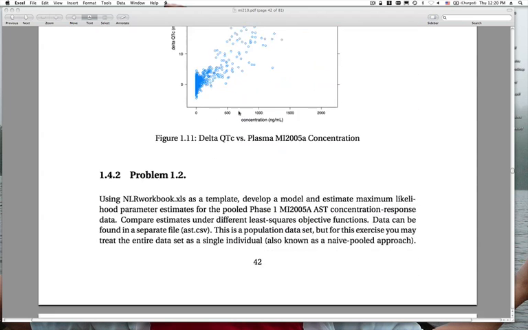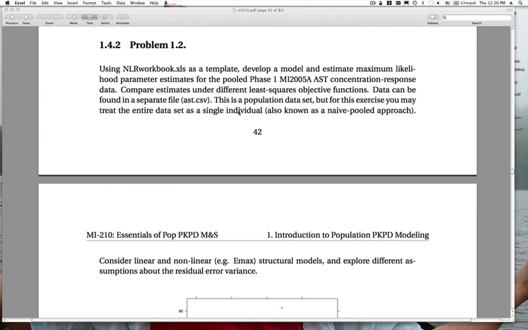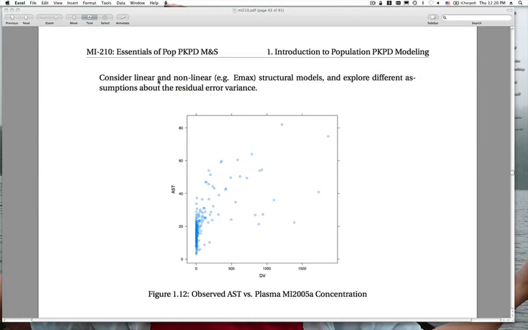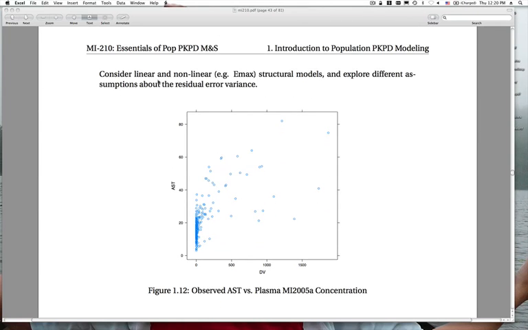Now, in addition to that one, if you get through that particular problem and you want to try something a little different, problem 1.2 is focused on a similar problem but a different endpoint. Now we have observed AST. This is a liver enzyme which appears to show some elevation here in a concentration dependent manner. We'd like to characterize that concentration response relationship, and so we'll look at this transferase enzyme activity versus the observed concentration of MI2005A.